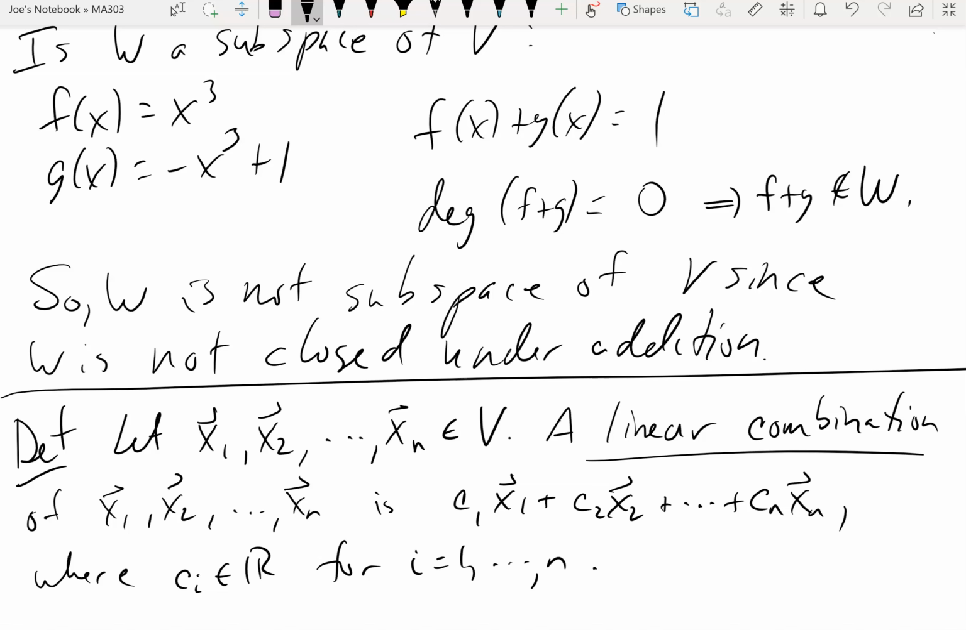Yeah, Megan? I'm just making sure, does that say i is equal to 1 dot dot dot n? That's a 1, yeah, because my subscripts go from 1 to n. And I got a C1, a C2. Oh, that's a C1. Yeah.